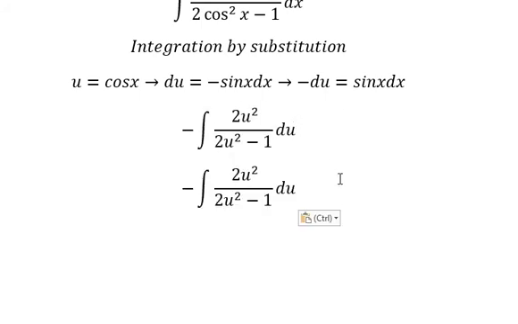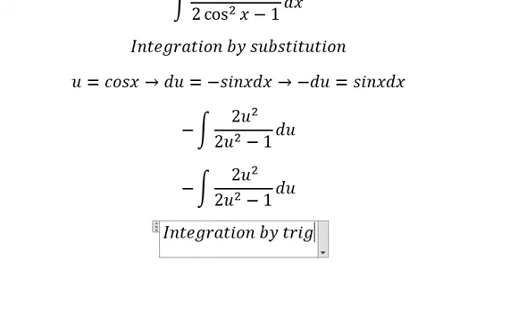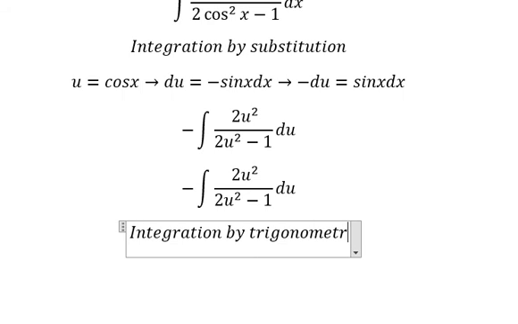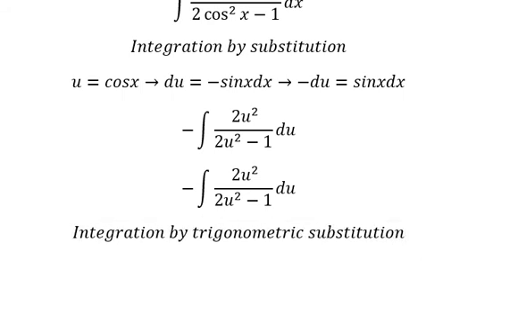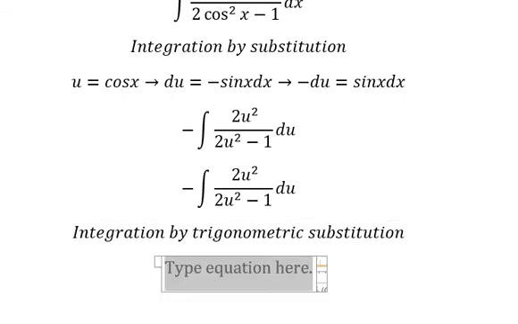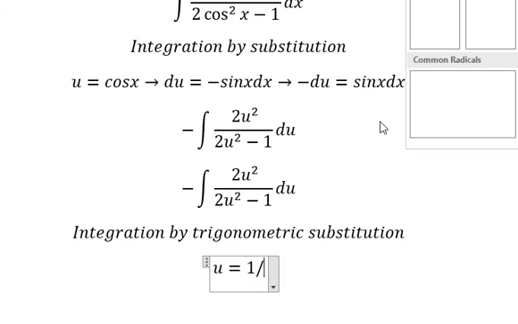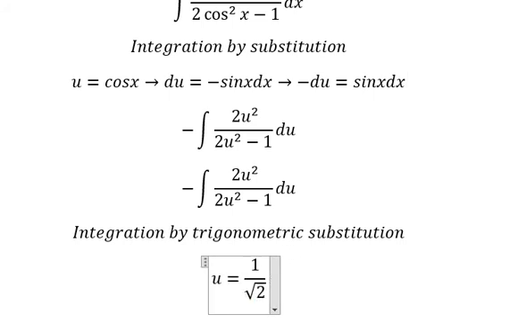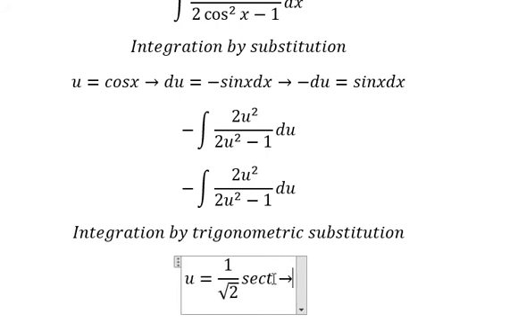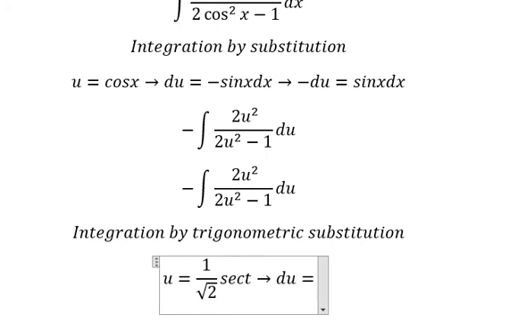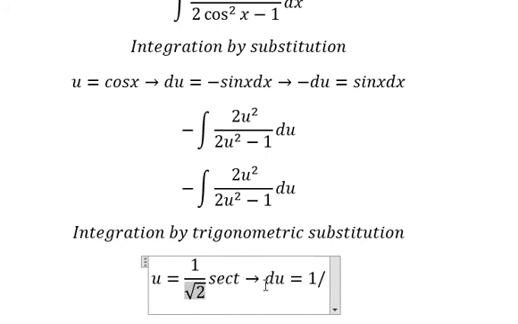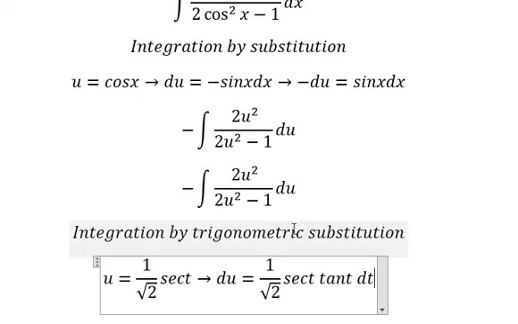Next, we need to use integration by trigonometric substitution. So I will put u equals 1 over the square root of 2 secant of t, du. We will have 1 over the square root of 2 secant of t tan t dt.